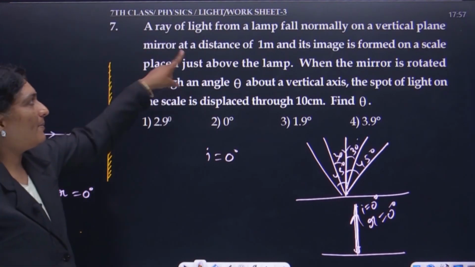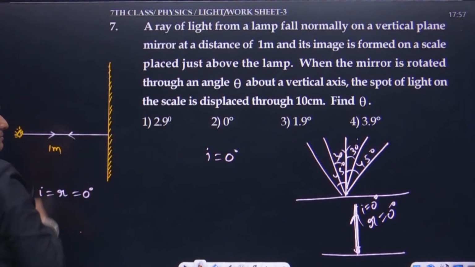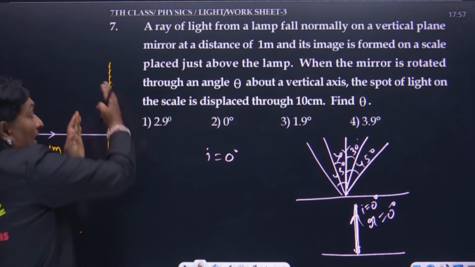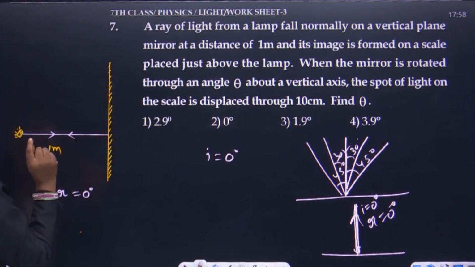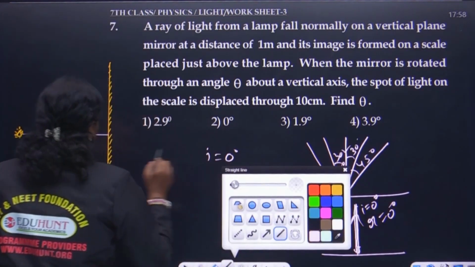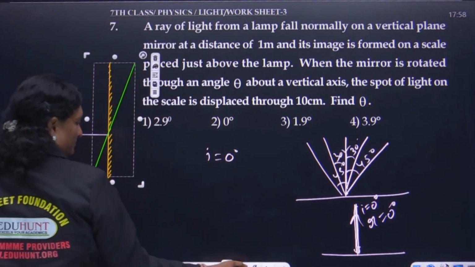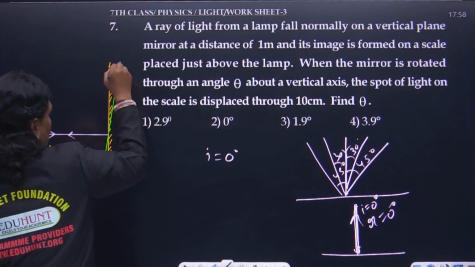So, a ray of light from a lamp falls normally on a vertical plane mirror at a distance of 1 meter, and its image is formed on a scale placed just above the lamp. So, the image is being observed. When the mirror is rotated through an angle theta, what is the next step? This mirror is being rotated. So, let us suppose that this mirror is now rotated to a new position, something like this.